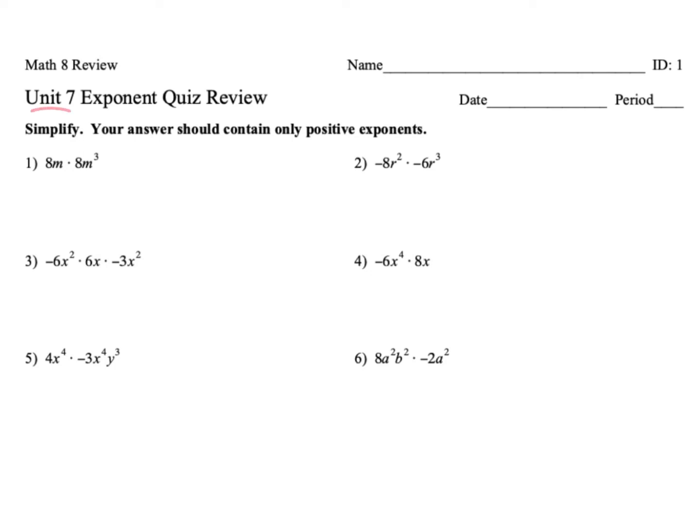Here's your Unit 7 Exponent Quiz Review, explained. For Part 1, you're going to simplify. Your answer should contain only positive exponents.